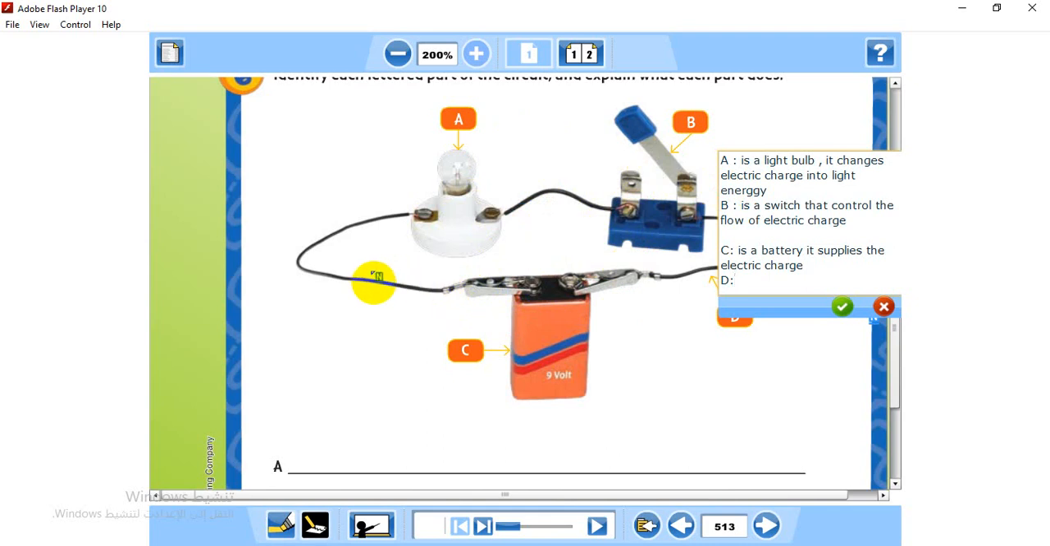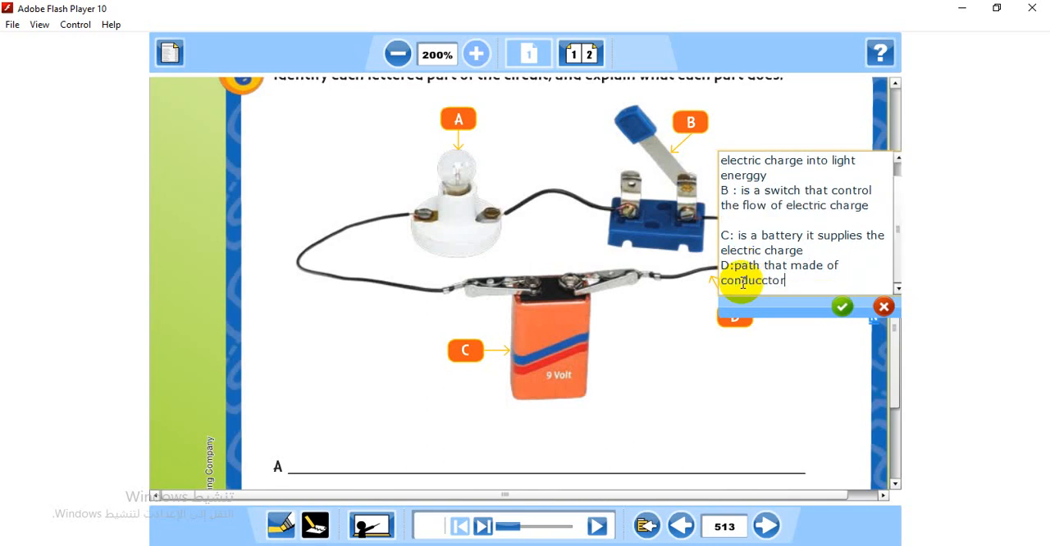Anyway, the wire here is what exactly? It is the conductor that lets charge pass between the wire and the battery. We can see here it is the path, or the wire, or the conductor path made of conductor that lets charge flow.